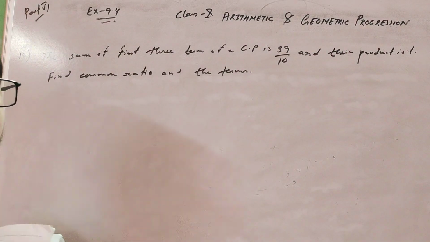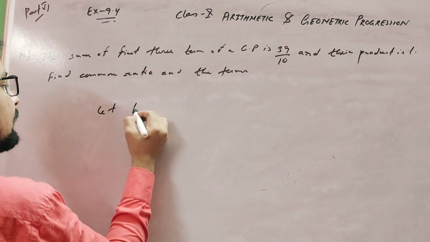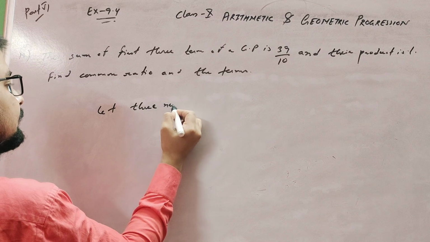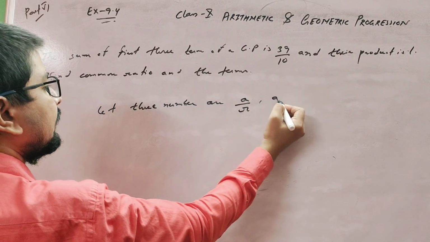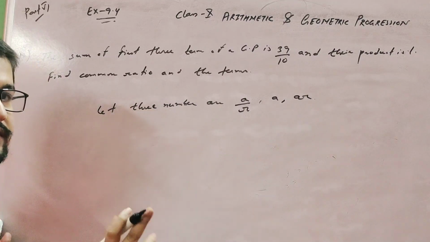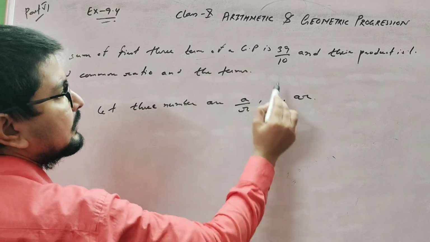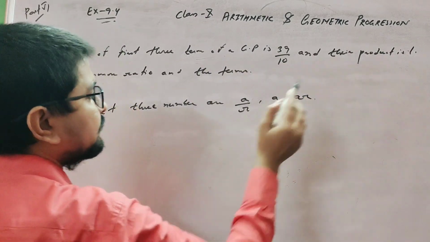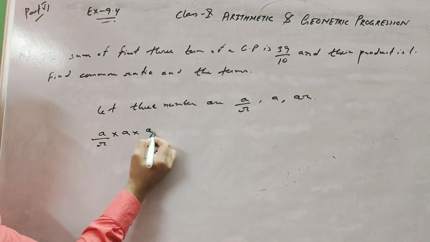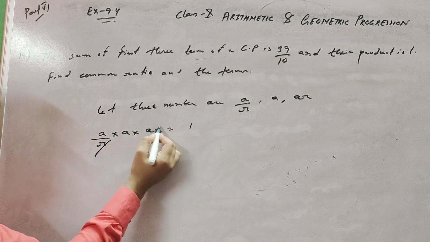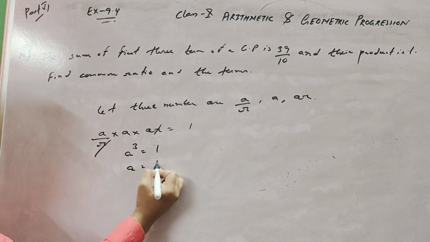So we know now how to take the three numbers. So let the three numbers be A by R, A, A into R. Okay, these are the three numbers. The sum of these three is 39 by 10 and the product is 1. So product means multiply, that is A by R into A into R equals 1. So R cancels, so A cube equals 1. So A equals 1.